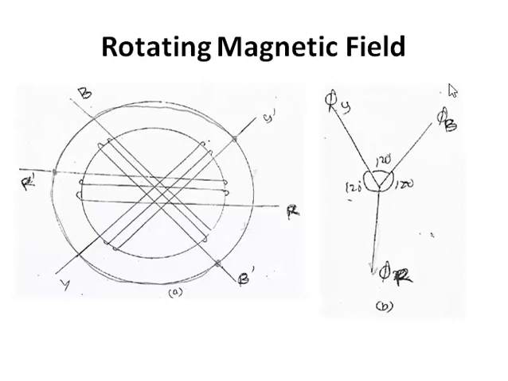When we talked about the principle of operation, we said that whenever a three-phase winding is given a three-phase supply, it produces a rotating magnetic field. Today we are going to understand how a rotating magnetic field is created, and we are going to prove that if we give a three-phase supply to the three-phase winding, it will produce a rotating magnetic field.